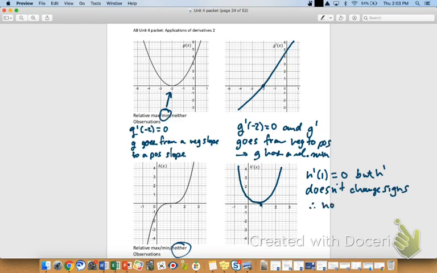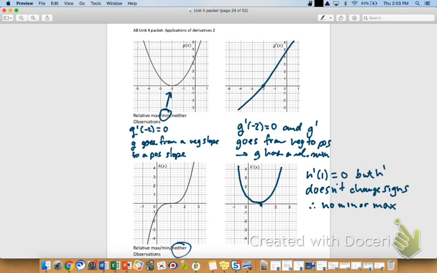Therefore, no min or max is there. It's neither. So earlier I said, hey, if h prime equals 0, does that guarantee that you'll have a min or a max or whatever? And you all said, no, it could be a min or a max. It could be the other one. The truth is it could be neither, right?